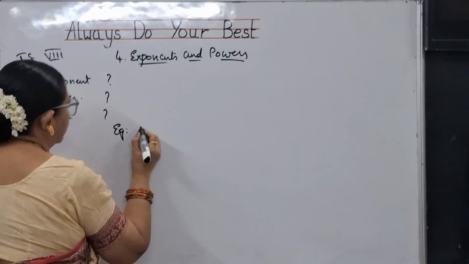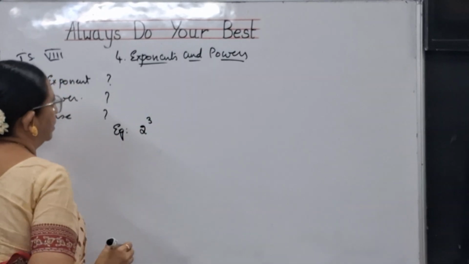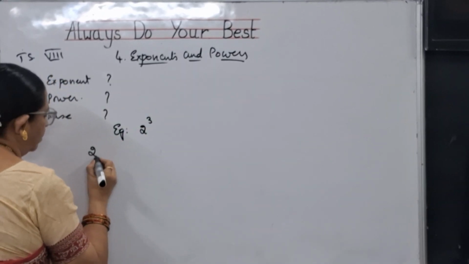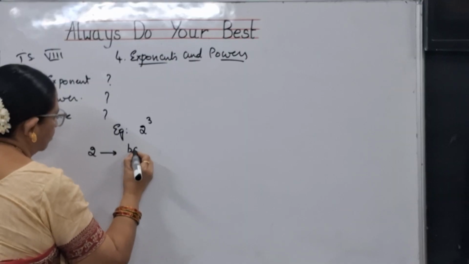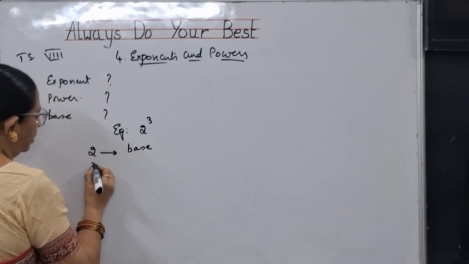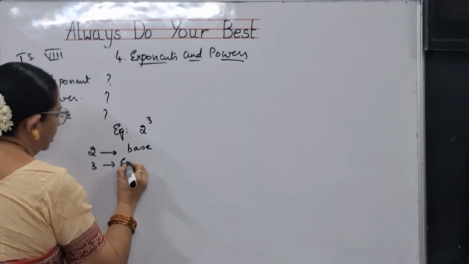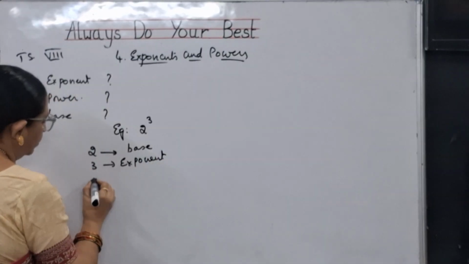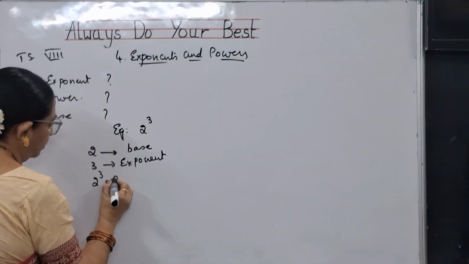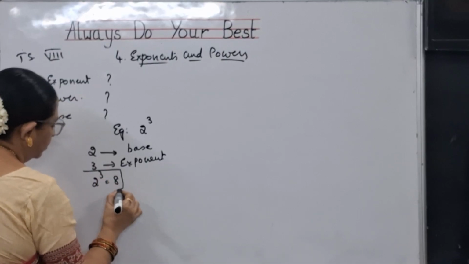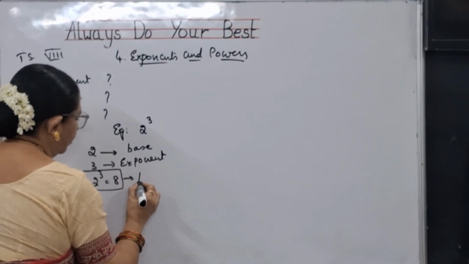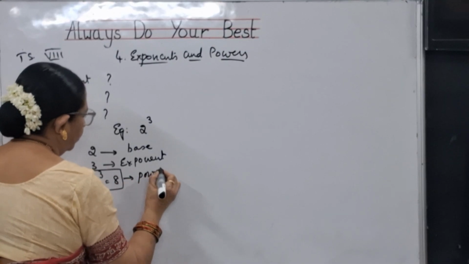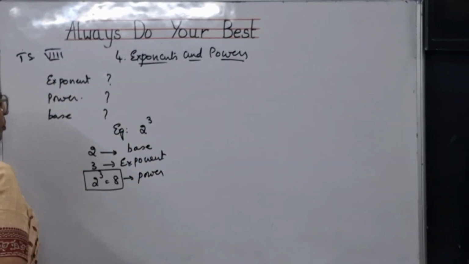I'm going to take an example, 2 to the power of 3. In this, 2 is called the base and 3 is called the exponent, and 2 to the power of 3, that is equal to 8, is called the power. So, power, base, and exponent.